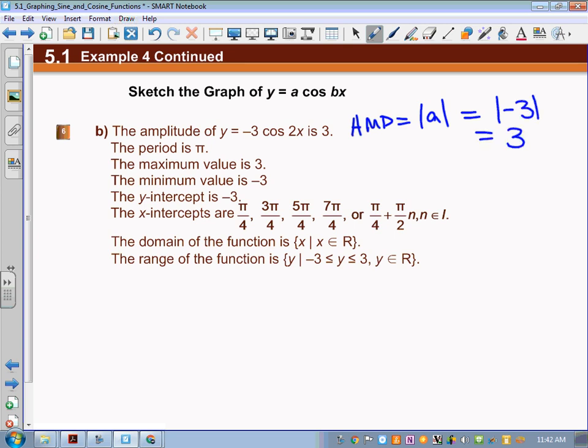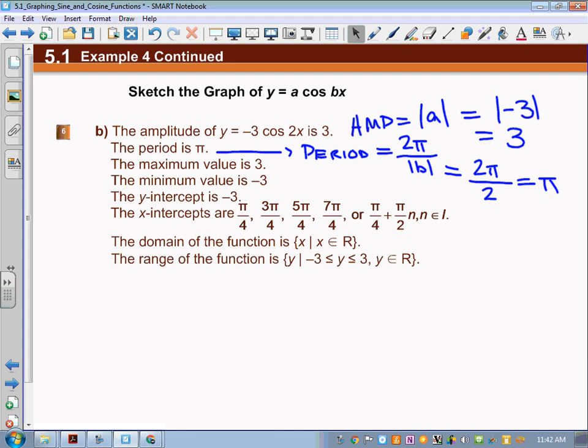Period. And these are formulas or equations that you really should remember or memorize. Period is going to be 2 pi over the absolute value of b. In this case, that's 2 pi divided by 2, which is just pi. Now, for maximum values and minimum values, because we haven't applied any kind of translation, we are going a units up from the x-axis, which gives me +3, and a units down from the x-axis, which gives me -3.